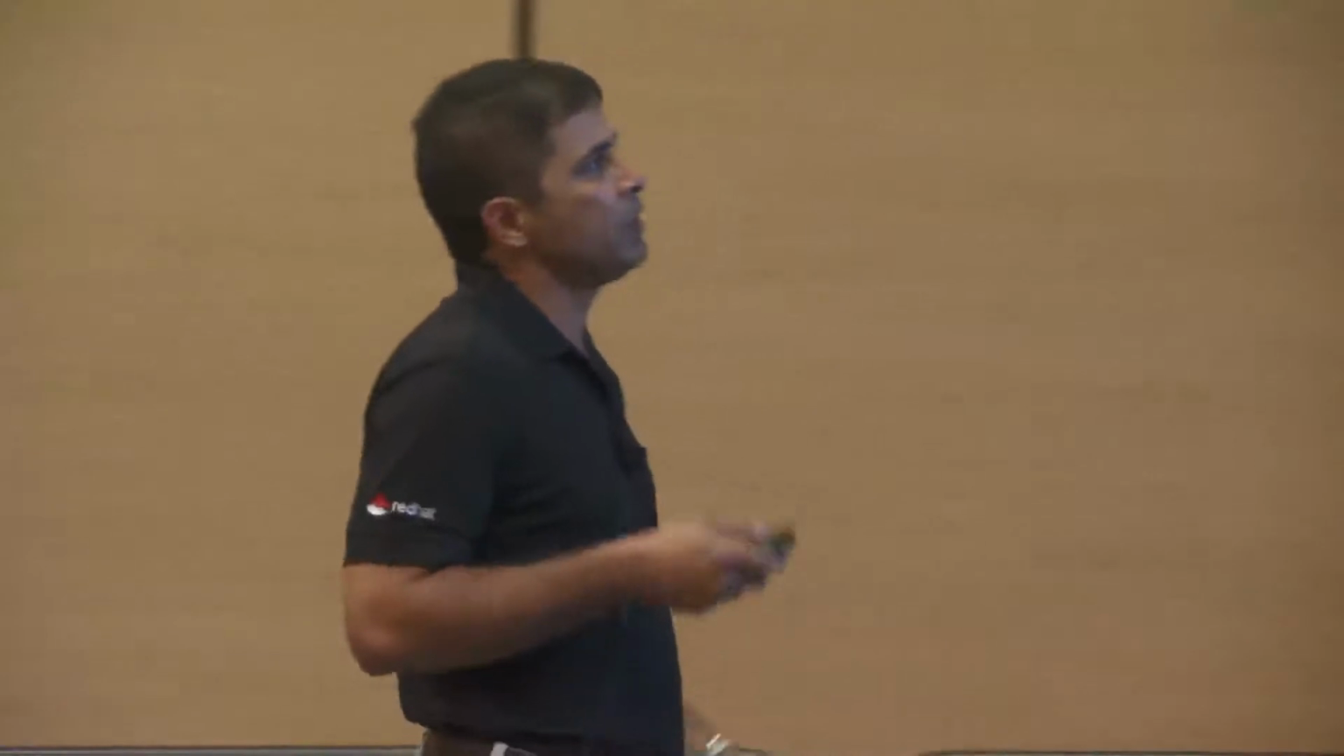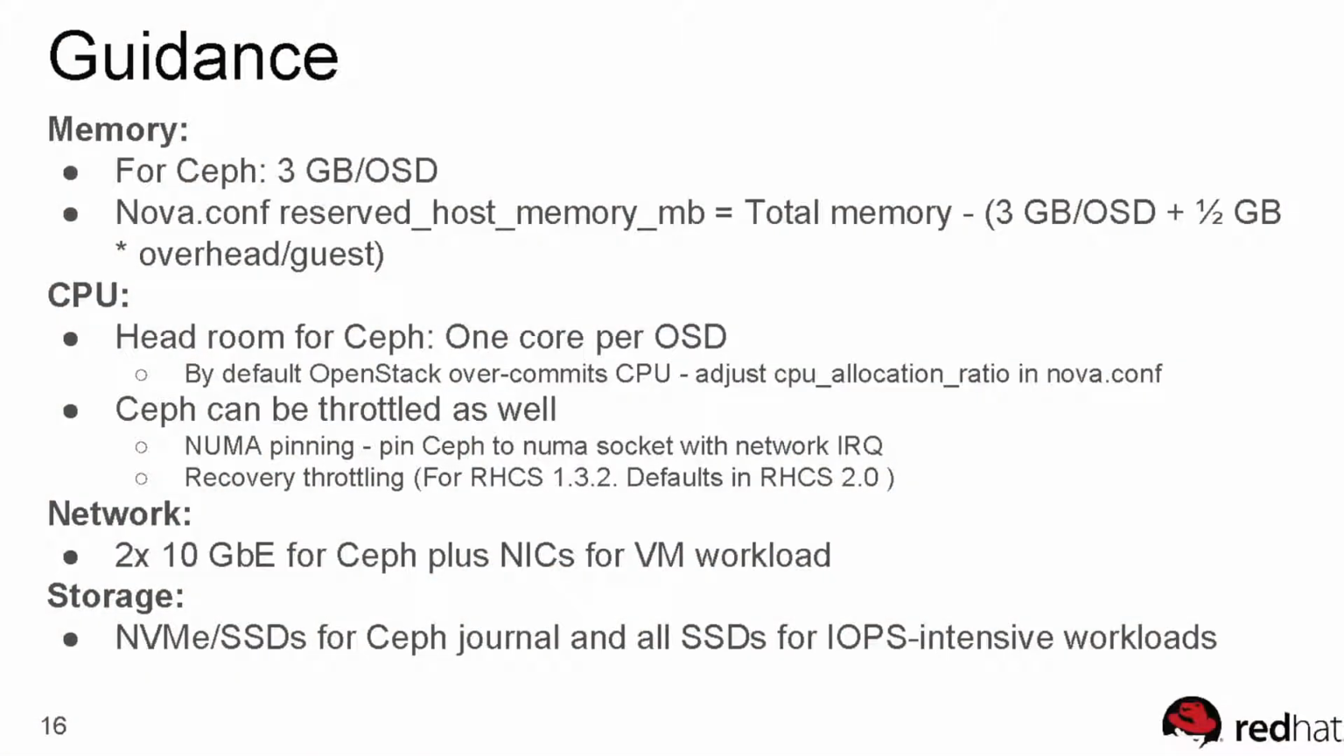For memory, we're saying you start off, Ceph needs memory, right? And if it doesn't get memory, it swaps and the performance really tanks. So you want to give it the memory it needs. So it's 3 gig per OSD is kind of where we are at. And then you need to take that amount away from Nova because you don't want Nova to use it for guest instances. So you do that here by setting that variable in nova.conf.